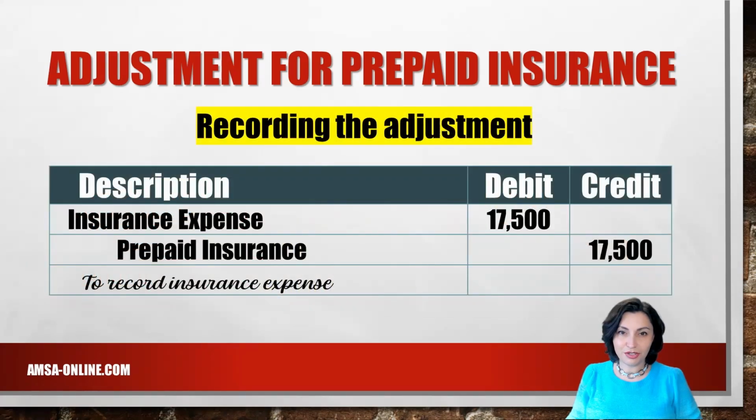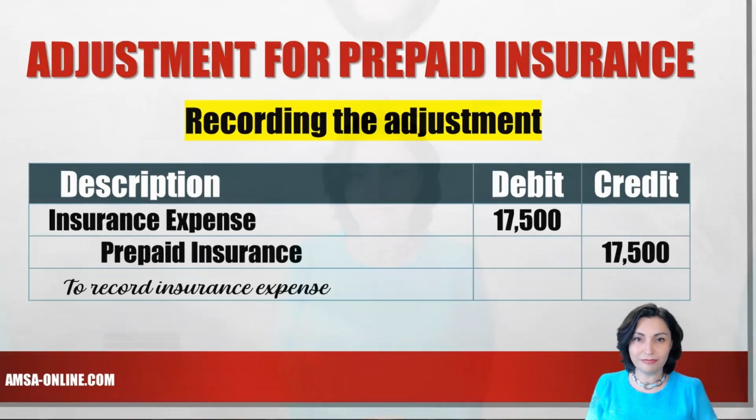The adjusting entry for the amount of insurance that expired at the end of the year will include an increase in the insurance expense account for $17,500 and a decrease in the prepaid insurance account for the same amount.